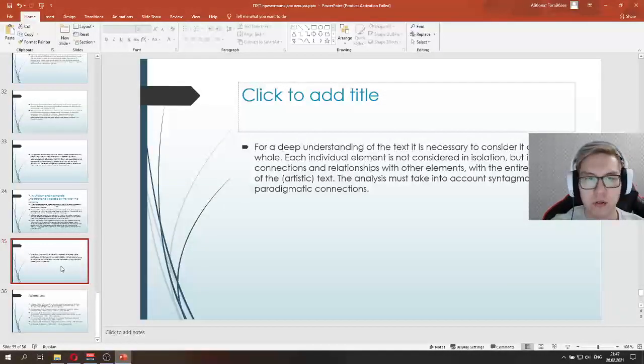For a deep understanding of the text, it's necessary to consider it as a whole. Each individual element is not considered in isolation, but in its connections and relationships with other elements, with the entire structure of the artistic text. The analysis must take into account syntagmatic and paradigmatic connections.